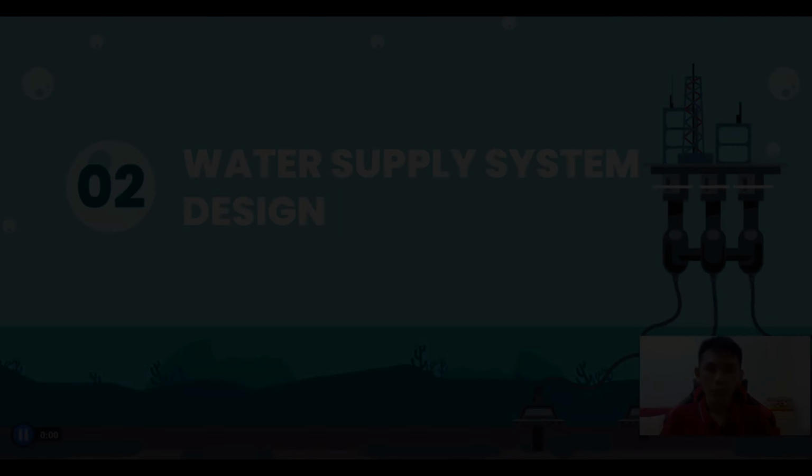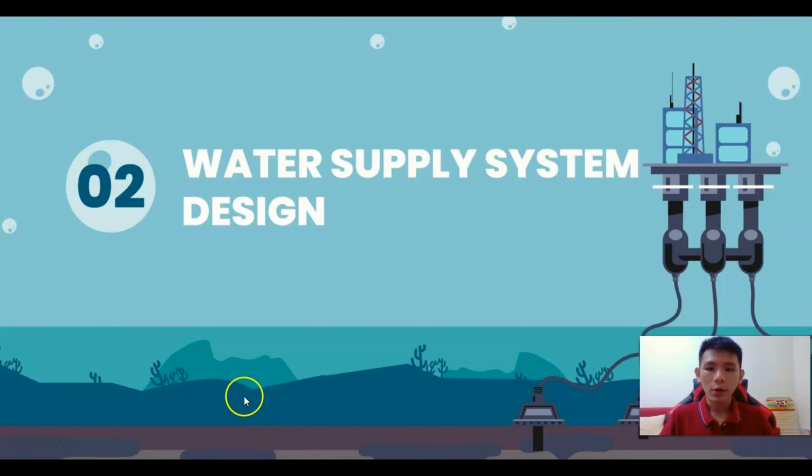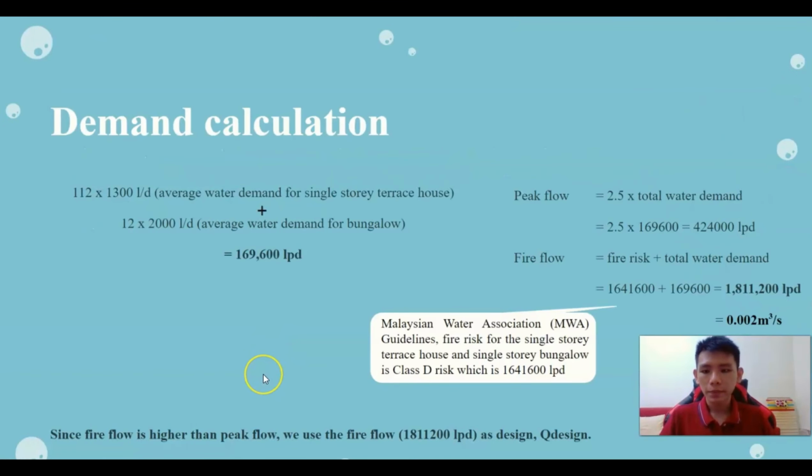Thank you. My name is Teheng Yu. I will cover the part of water supply system design. So first we calculate the demand population for this project. We obtain the demand needed is 169,600 liters per day for 112 units of single-story house and 12 units of bungalow.